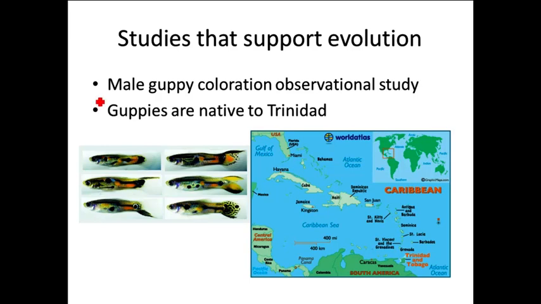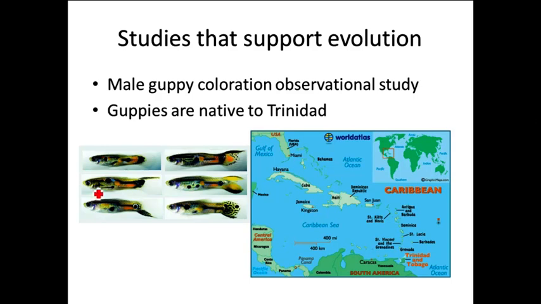All right, so this one in particular looked at male guppy coloration, and it was an observational study. So that means that they went to a place out in nature where this setup already was, and they just observed what was going on. Okay, they didn't try to manipulate things. They just used the natural system that was already there.